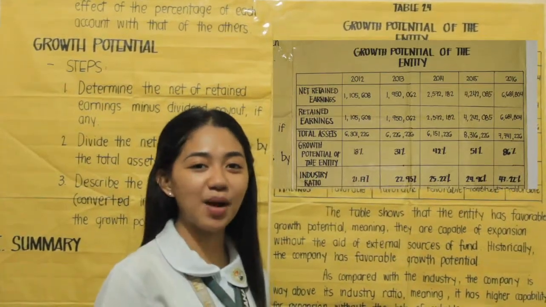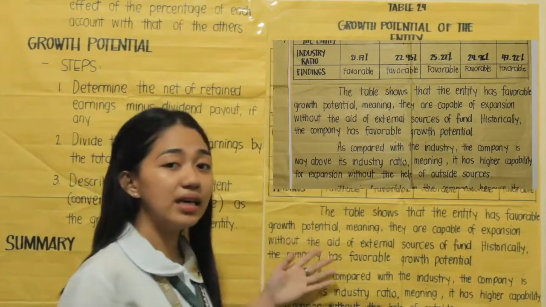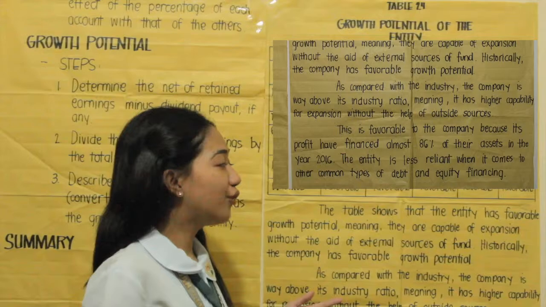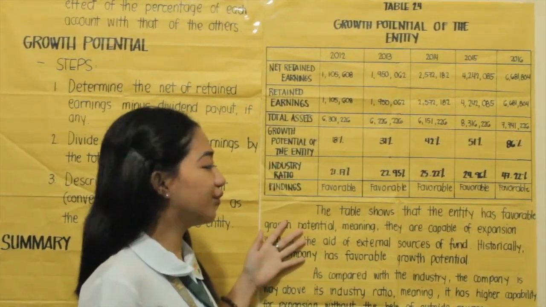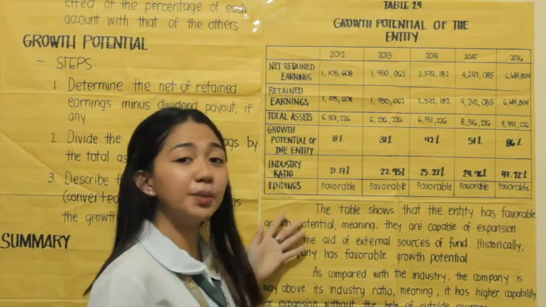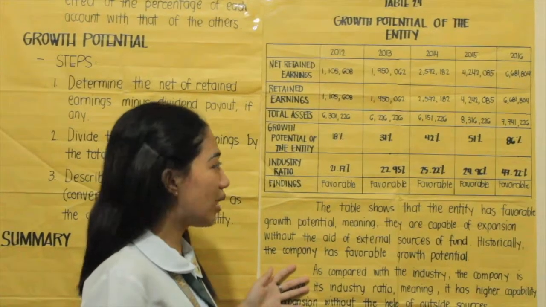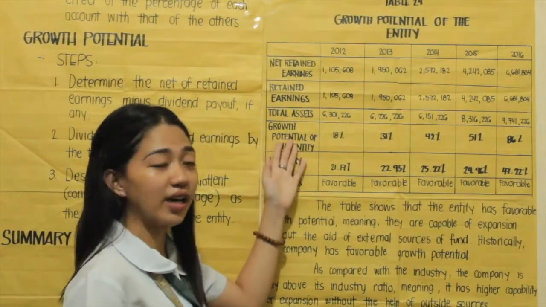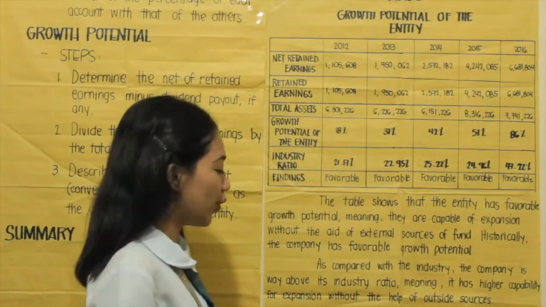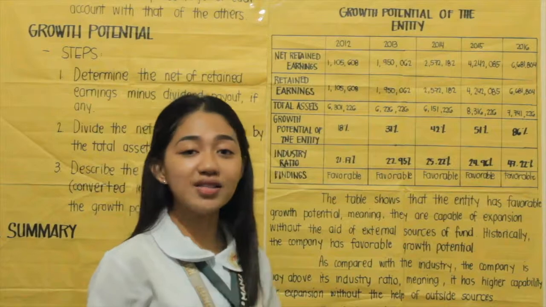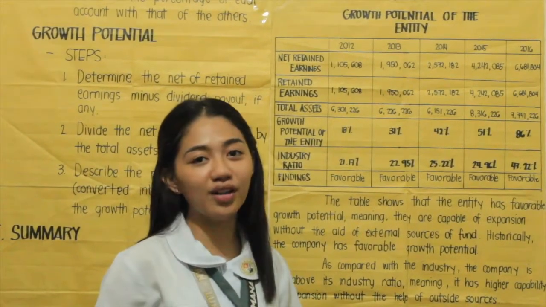I have here an example of the growth potential of the same firm. As you can see, the interpretation and analysis followed below the table. In the first paragraph, you have to show the interpretation only. While in the second paragraph, you can now do the comparison of growth potential and the industry ratio. And in the last paragraph, you have to show the causes of the findings, why it is considered favorable or unfavorable.